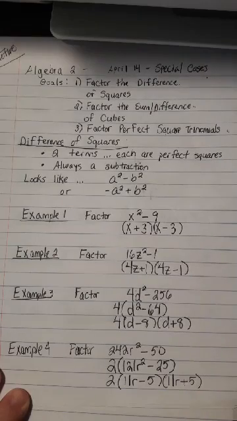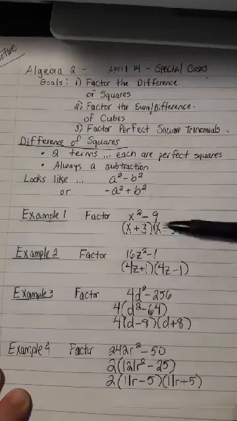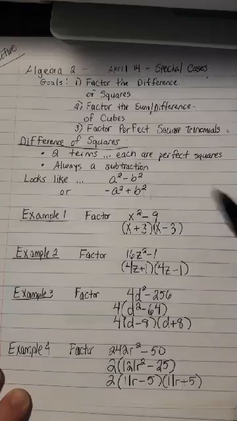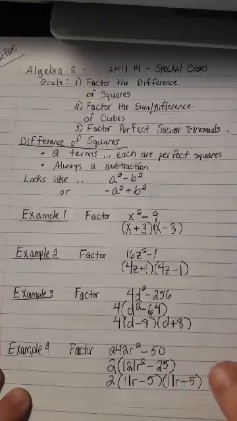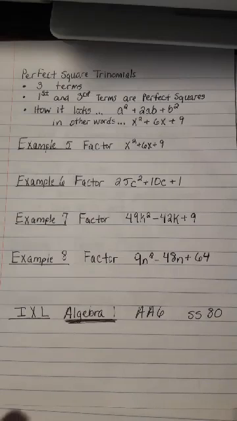Alright, so that is all there is to the very first goal, factor the difference of squares. Make sure you know what it's called, the difference of squares. Now we're going to move on to perfect square trinomials. Now this is goal number 3. Goal number 3 was factor perfect square trinomials.